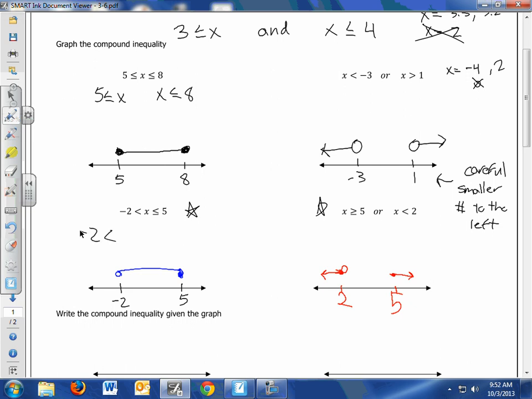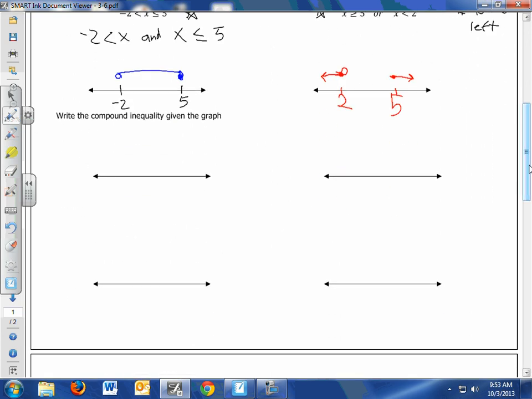If you split this into 2 inequalities, the first inequality you have to read from right to left. My solutions are bigger than -2. Well, that's over here. The second one, my solutions are less than or equal to 5. This is an and statement, so we have to be between. The or statement, we could be either to the left or to the right of 2 or 5. Okay. I could give you the picture and ask you to write the inequality statement.